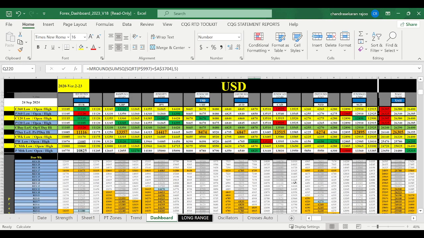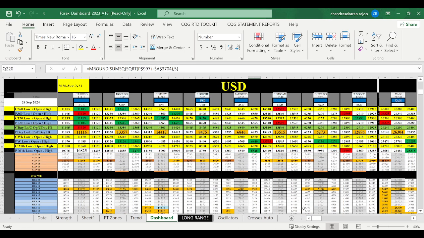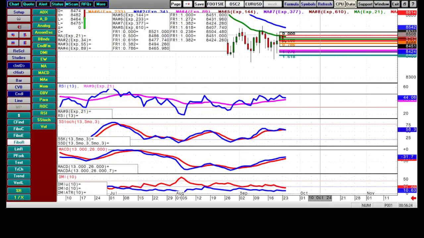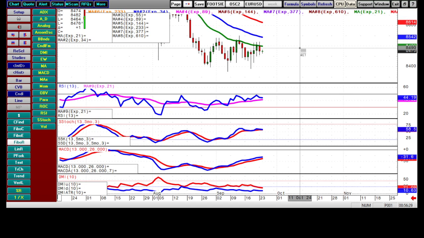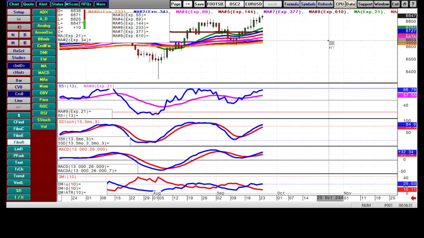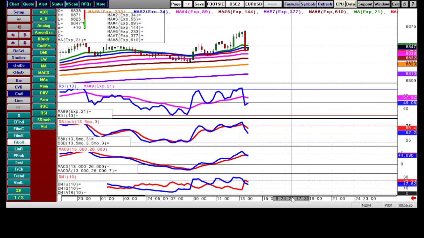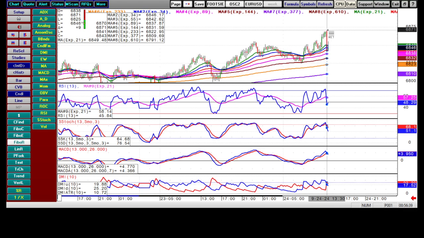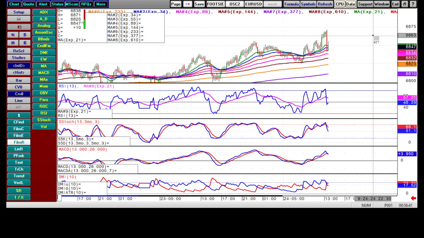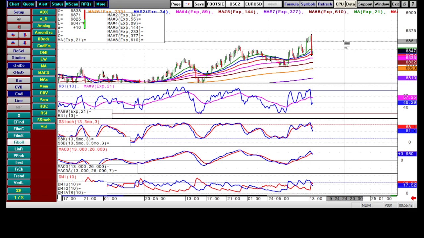So chances are the high which happened at 68.70 may be the high, or we may get one more spike high on the Aussie dollar. Okay, so let me look into the chart. Then let me give you. Okay, it looks like we may have seen the high, and the market looks like it is showing weakness.